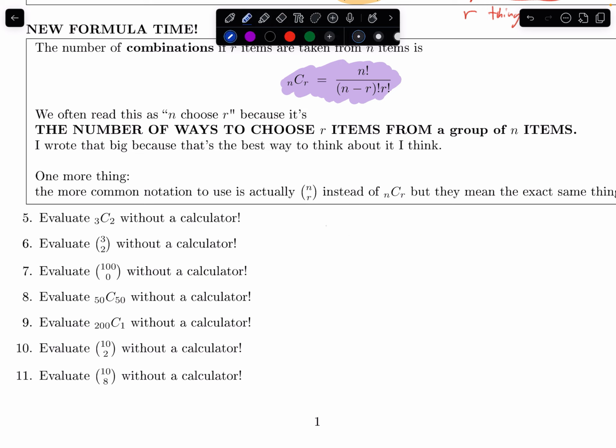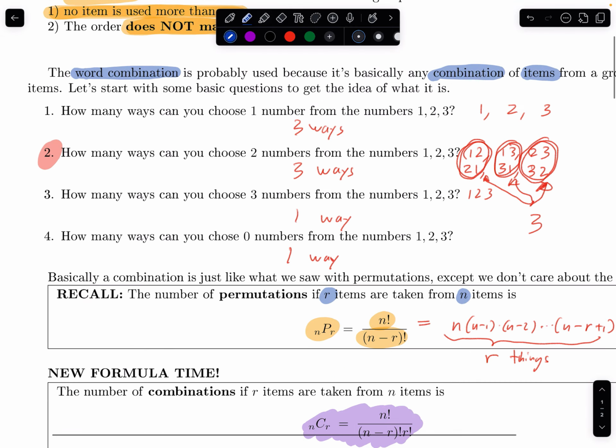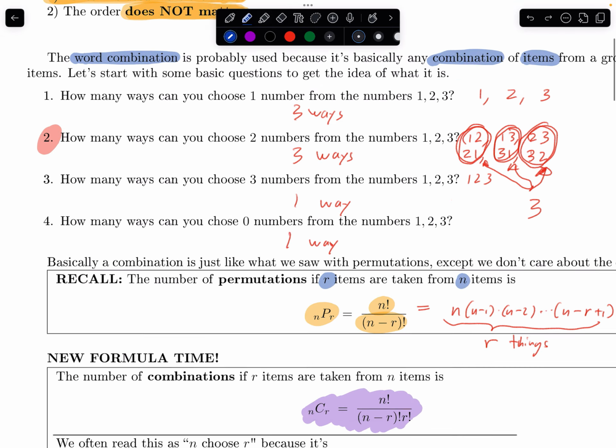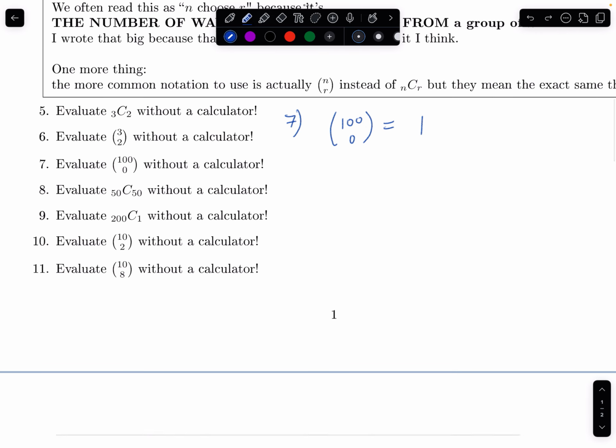On to number 7. 100 choose 0. Before I plug this into the calculator, think about this for a second with me, before you watch the answer. What do you think it should be? I have 100 things. How many ways can I choose 0 things from that set? Of course, we know the answer should be 1, just like question number 4. How many ways can you choose 0 numbers from 1, 2, 3? 1 way. Same thing here. 100 numbers, 100 objects, whatever it is. If I want to choose 0 things, there's only 1 way to do that, and that is to choose nothing.